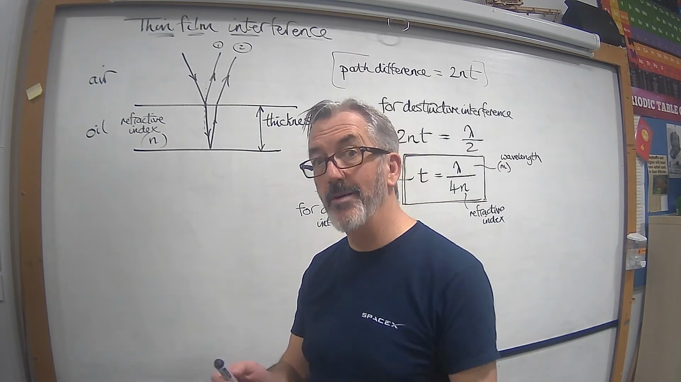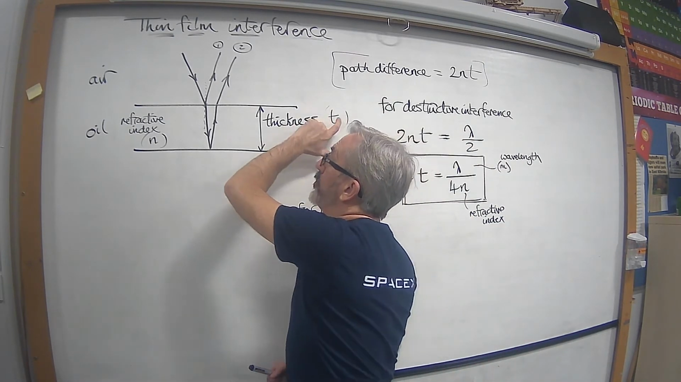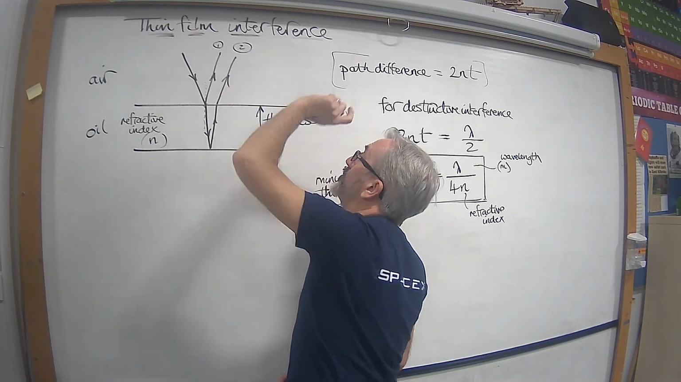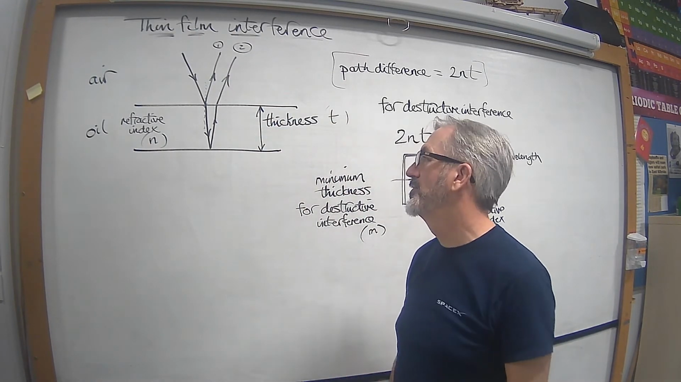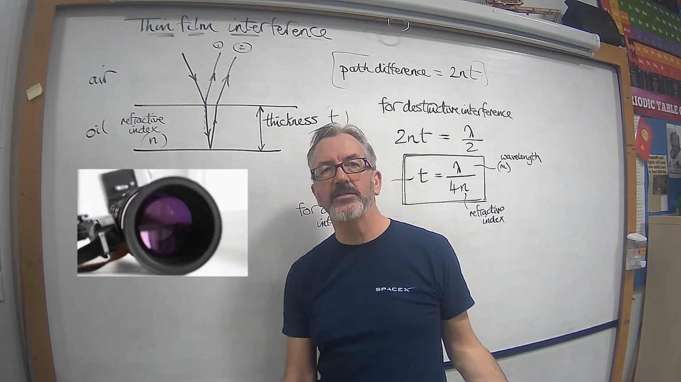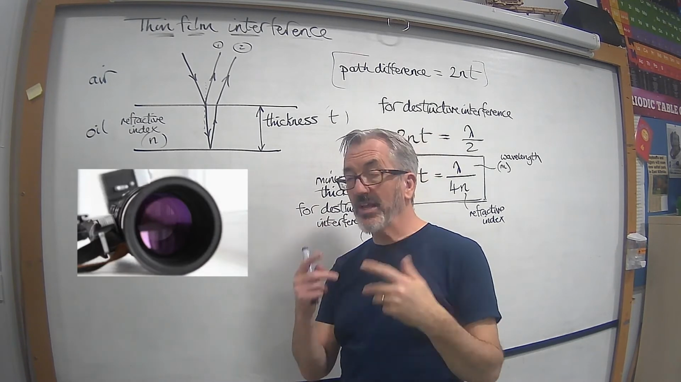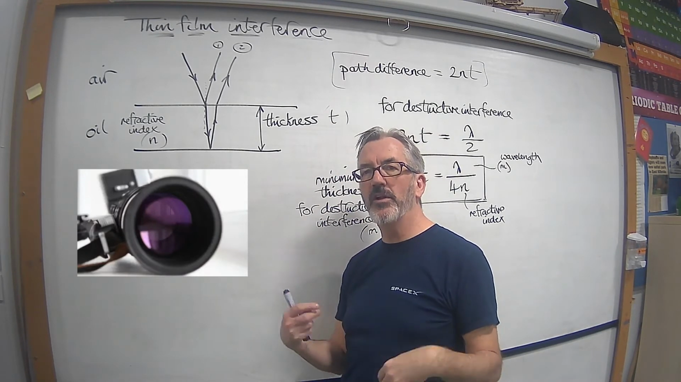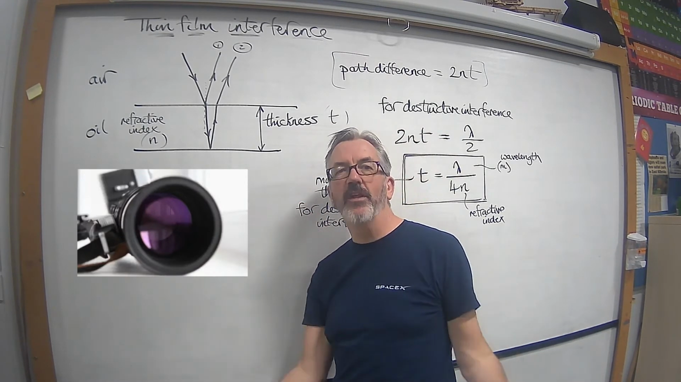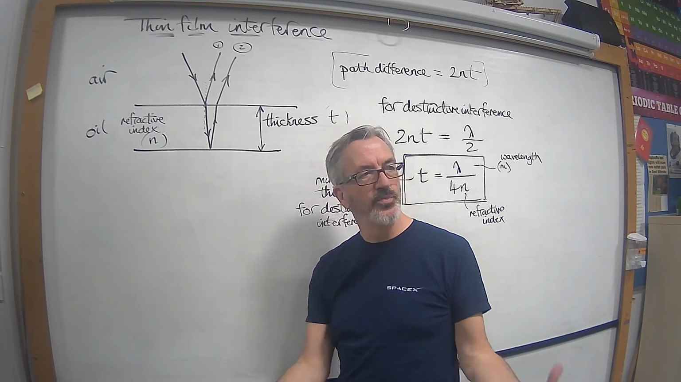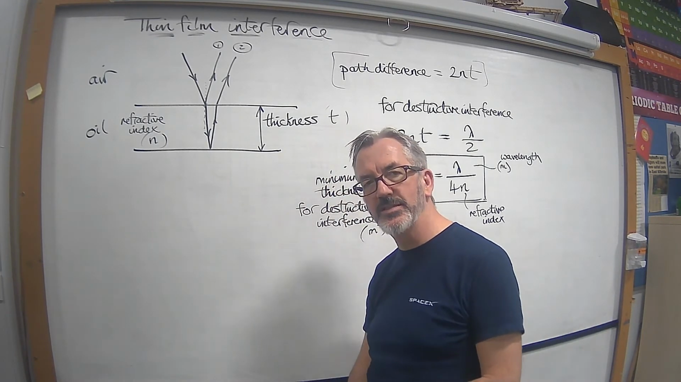Sometimes this is deliberately done. You might put a thin film, that's why this is called thin film interference. Sometimes in very expensive camera lenses, or glasses, spectacles, they put a thin film. A thin film is called an anti-reflection coating. Stops any reflections off of your lenses.